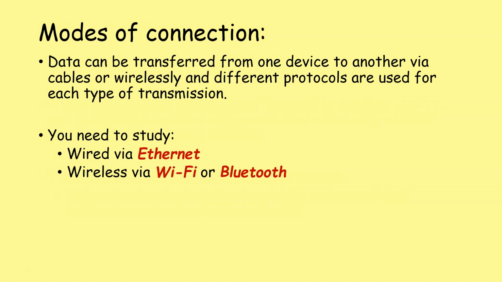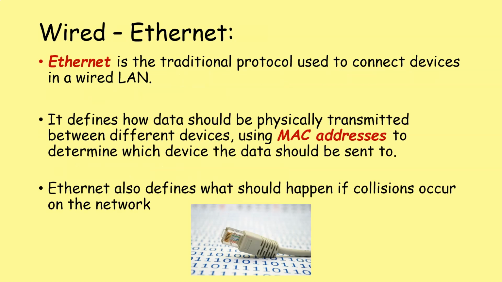Data can be transferred from one device to another via cables or wirelessly, and different protocols are used for each type of transmission. We need to know about wired and wireless network transmission. Wired is typically via what we call Ethernet, and wireless will be via Wi-Fi or Bluetooth. Starting with the wired connections.